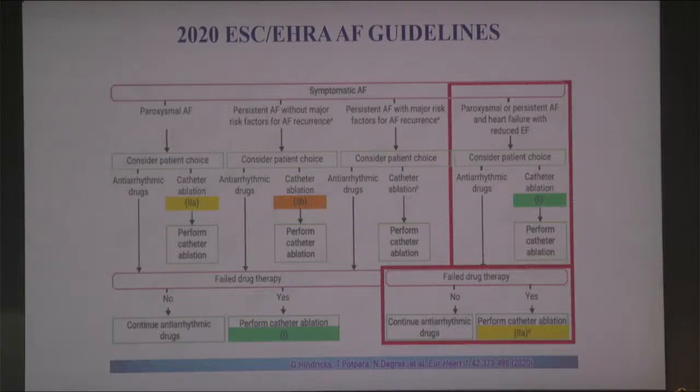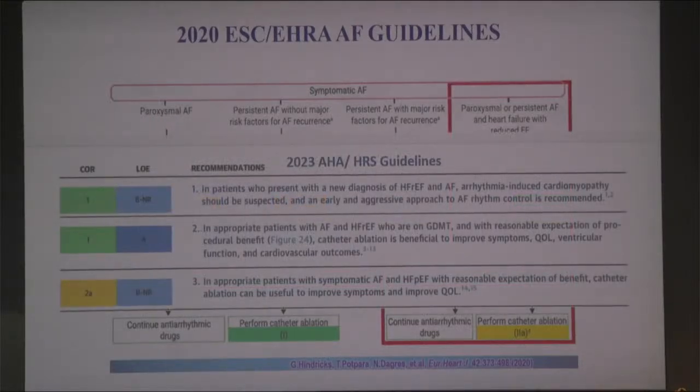These were the 2020 guidelines, which were already talking about a class 1 indication for patients with paroxysmal or persistent AF and heart failure with reduced ejection fraction, and a class 2A indication for catheter ablation in patients who had failed drug therapy in this subset. These are the latest, 2023 guidelines, where the class 1 indication is for an early and aggressive approach to AF rhythm control. The other class 1 indication is for catheter ablation in these patients. Class 2A is reserved for patients with preserved ejection fraction.